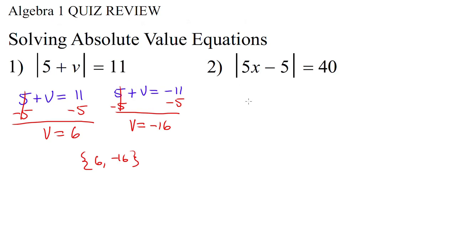Okay, so looking at number 2, we have the absolute value of 5x minus 5 equals 40. So if the absolute value of 5x minus 5 equals 40, that means that 5x minus 5 either equals positive 40 or negative 40. So we write two equations.